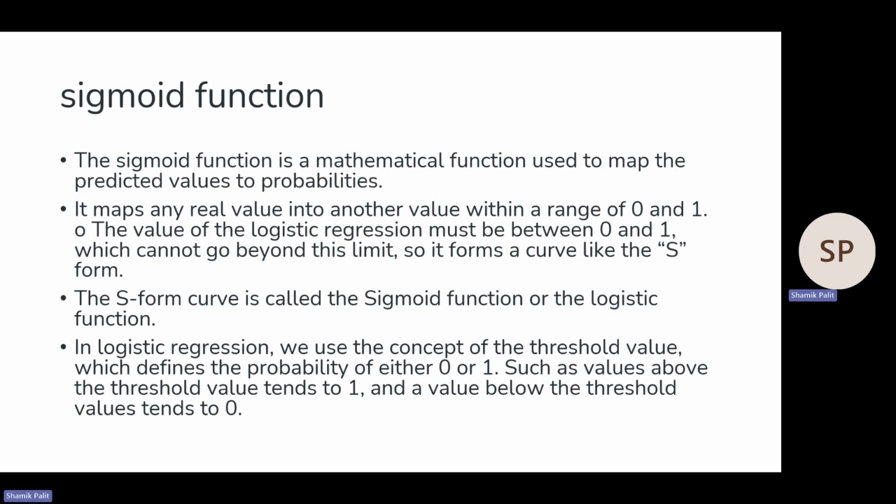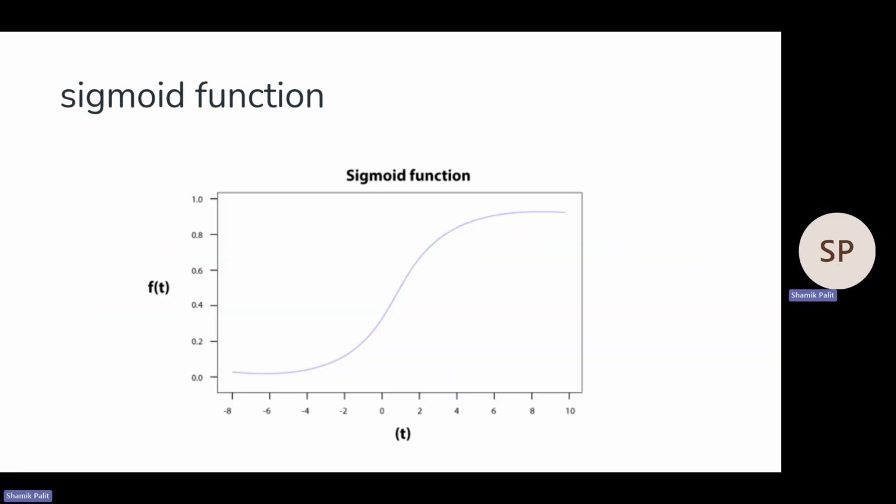It's a mathematical function generally used for visualization. Here we make use of one threshold point while talking about logistic regression, and any value above the threshold is treated as 1 and any value below it is treated as 0. So have a look at this particular graph. It's also known as the S-curve.